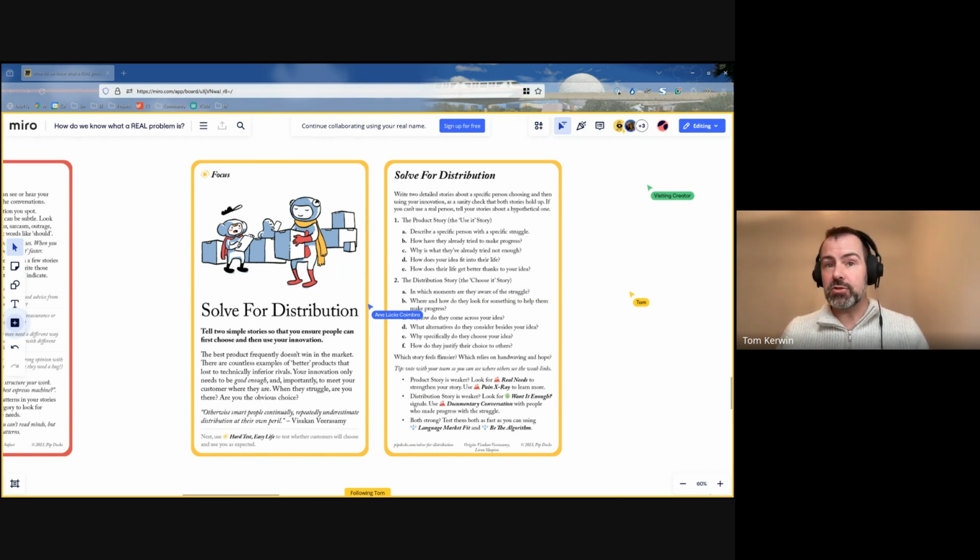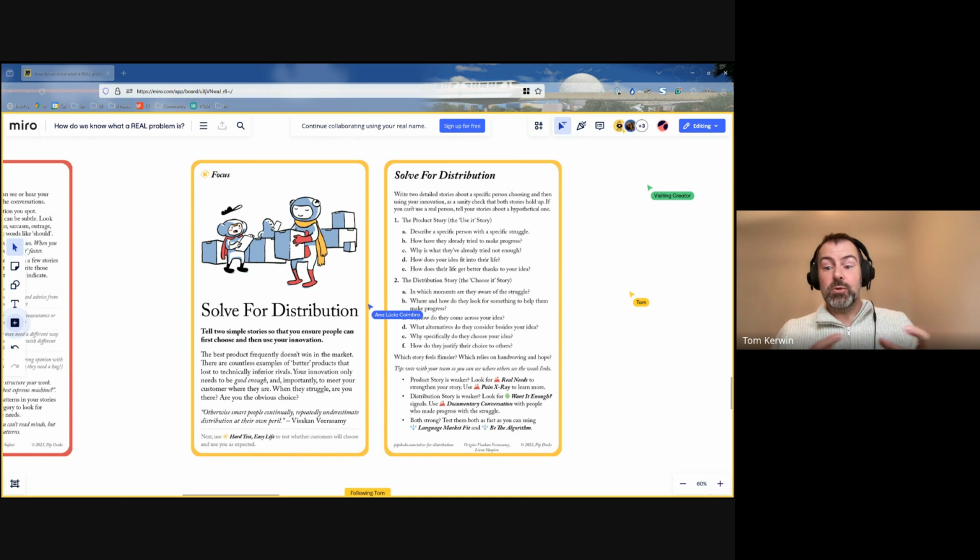And for the distribution story, you need to now understand much more about your potential customer's world. You need to know in which moments they become aware of this struggle that they're trying to deal with, the need that they have, where they've been looking, where they're looking right now, and where they're looking to help them make progress. Therefore, how they come across your idea and why they're going to choose your idea specifically over the many alternatives that they actually have available, including the killer of all businesses: maybe I'll do it later. Maybe I'll stop smoking tomorrow, that sort of thing.